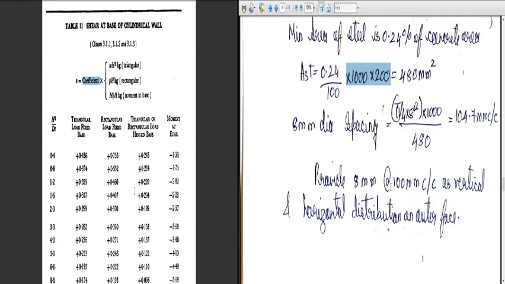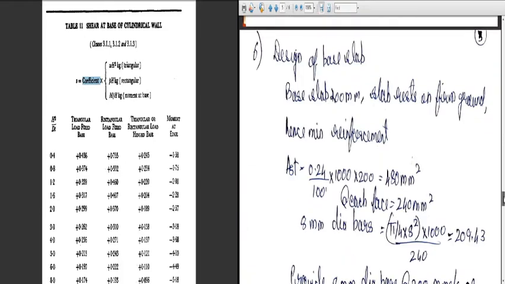So providing 8 mm diameter bars at 100 mm center to center as vertical and horizontal redistribution on the outer face.